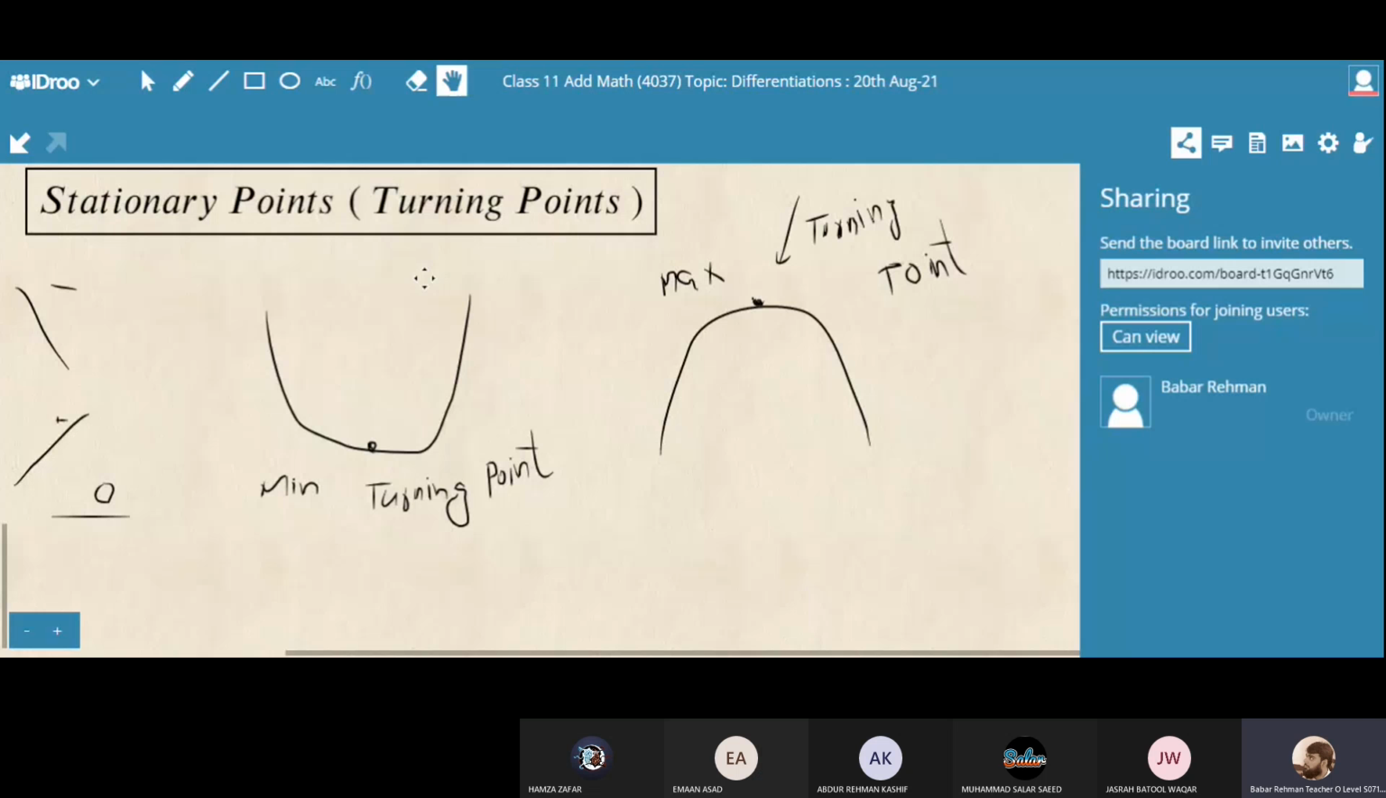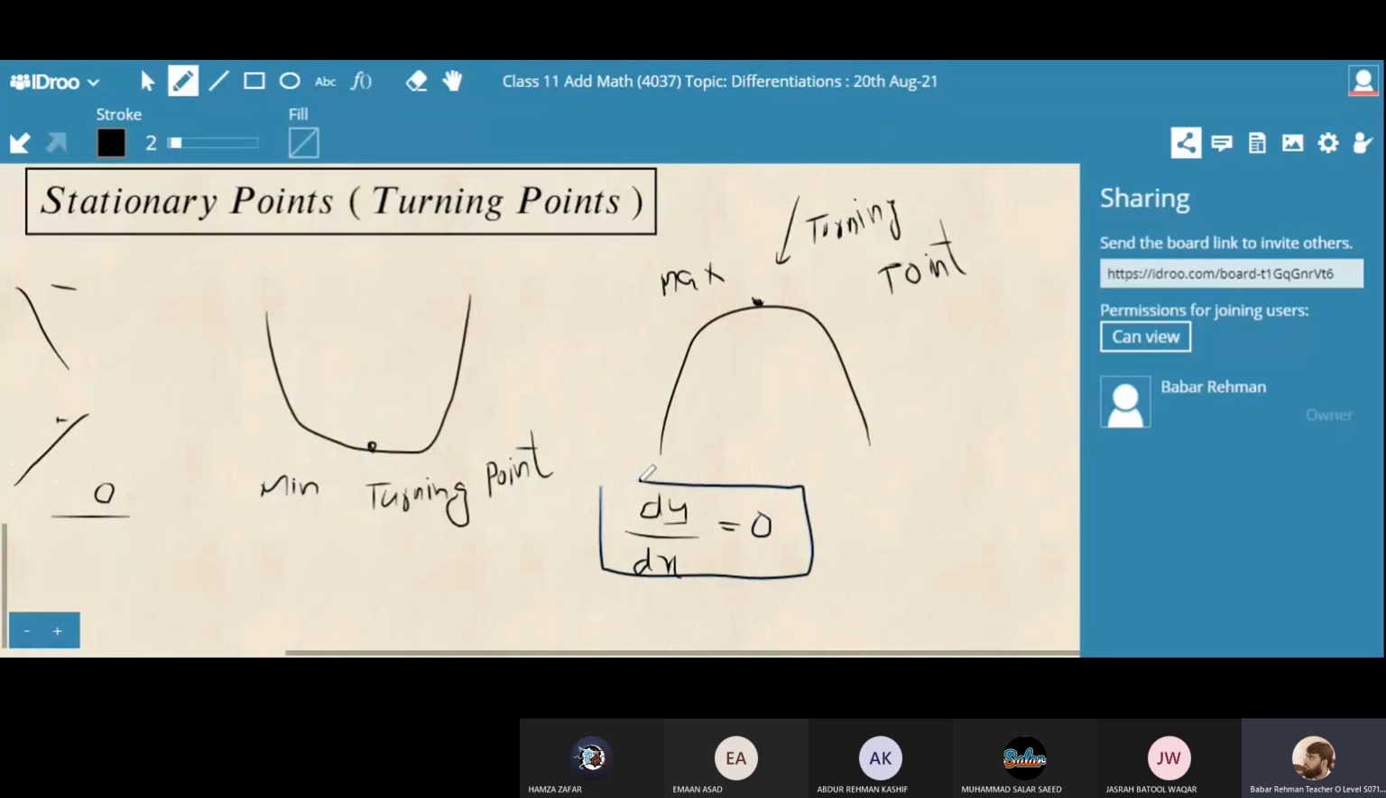So student, I can write dy by dx. When I find dy by dx and I make it equal to zero, it means I am on turning point. Please note this. When I make it equal to zero, I can say that I am on turning point. Please note down.